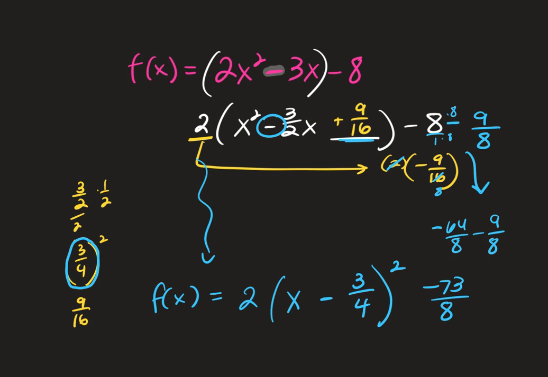So now describe the translations or transformations on this parabola. Dilation. What kind of dilation? Vertical. Vertical dilation by a factor of 2. What else? Right 3/4. Translated to the right 3/4 and? Down 73. Good. And down 73/8. You with me so far? Okay, we're going to do one more.